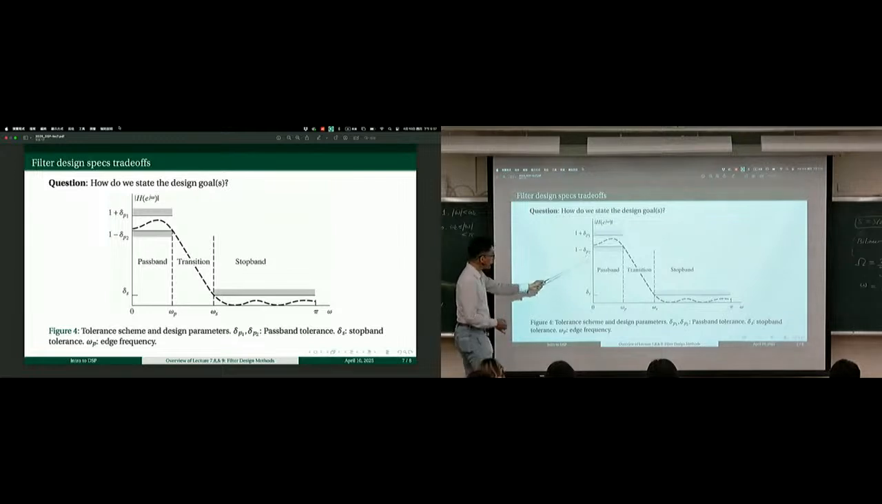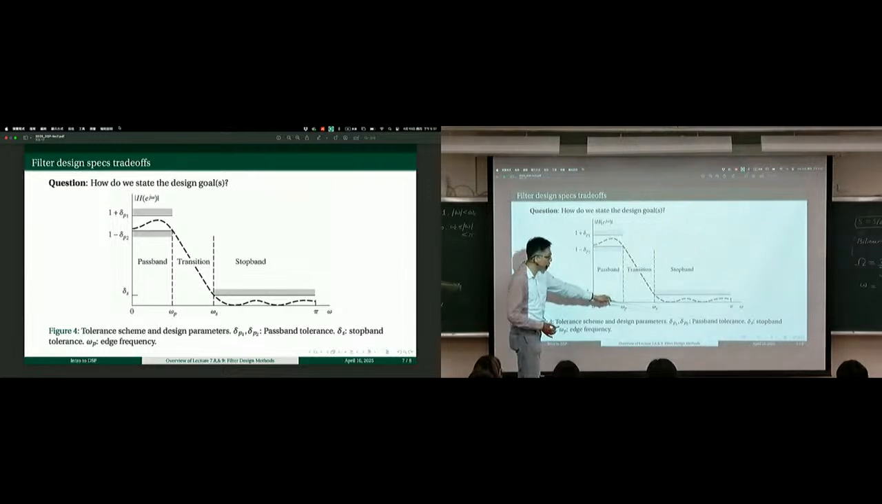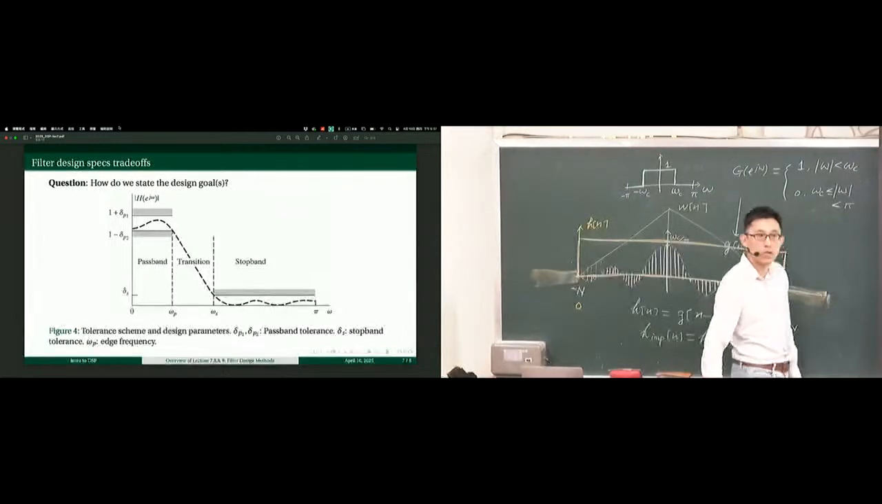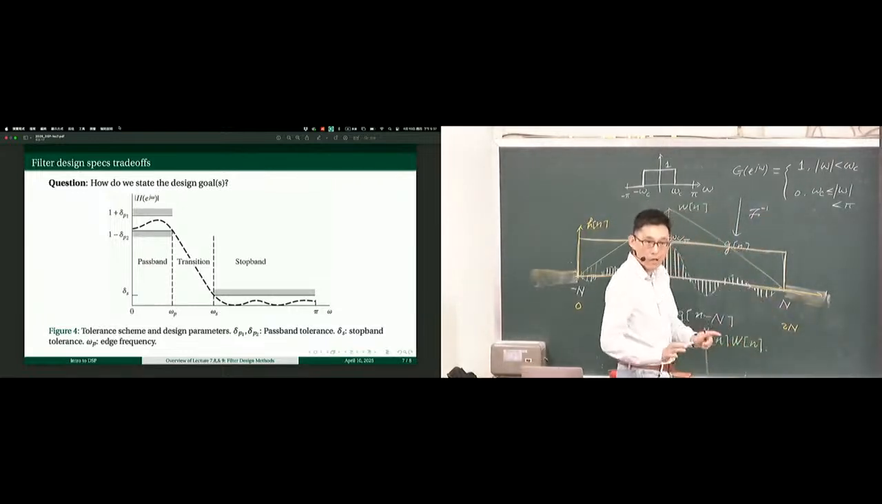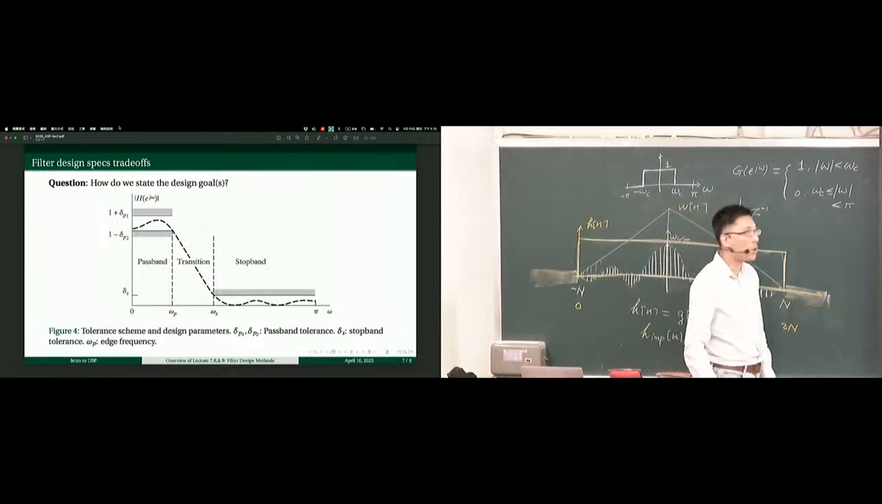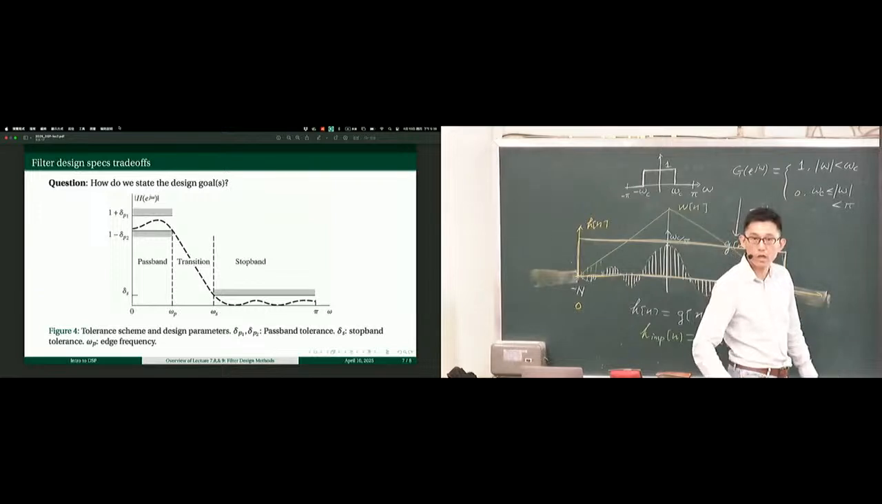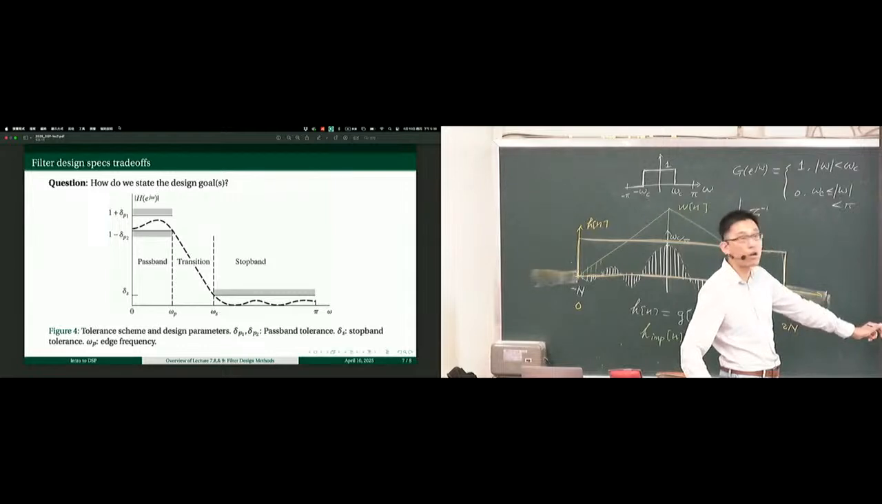Looking at this frequency response in general, it's not going to be exactly 1 inside the pass band and not exactly 0 in the stop band, because the performance will not be ideal anymore after truncation, after shaping. So we need to evaluate how much the performance deviates from ideal. How much are we allowed to deviate from the ideal response? And that's called the tolerance.